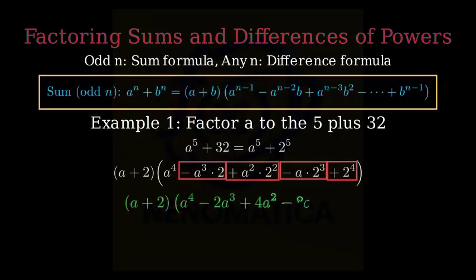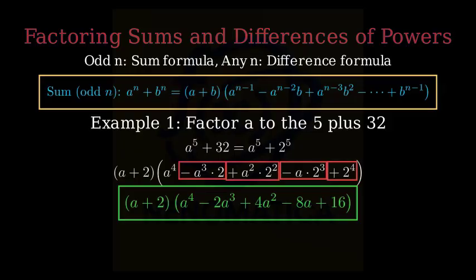Step 3. Simplify each power of 2. 2 squared is 4, 2 cubed is 8, and 2 to the fourth is 16. So the factorization becomes (a plus 2) times (a to the fourth, minus 2a cubed, plus 4a squared, minus 8a, plus 16).